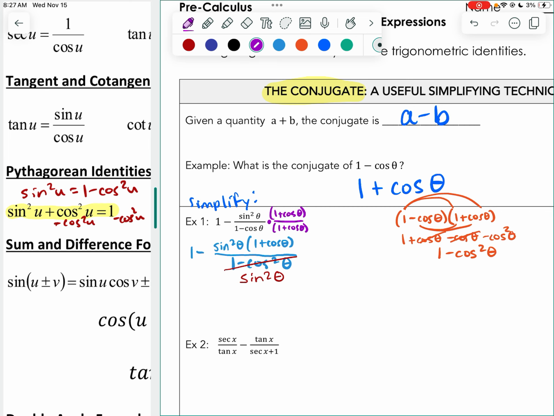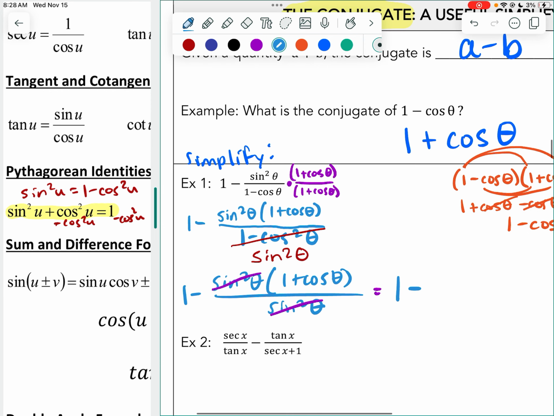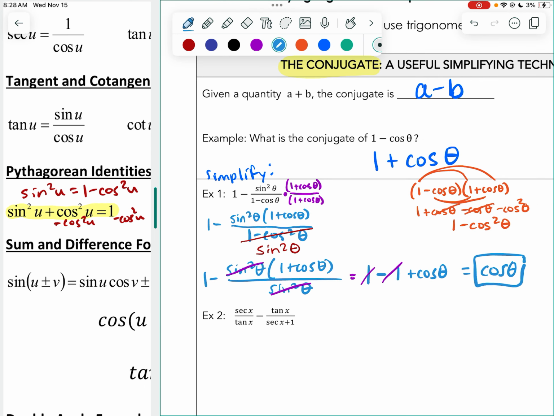So let me rewrite this. So this is 1 minus sine squared, 1 plus cosine, all over sine squared. Okay, now you have some multiplying, so you can cancel your sine squareds. So now we're left with 1 minus, now that 1 plus cosine is on the top, so I'm just going to write that out. And then look, you have some 1s that you can cancel, and you are just left with cosine. Okay, so that's one way that you can use the conjugate to possibly help you break some things down.